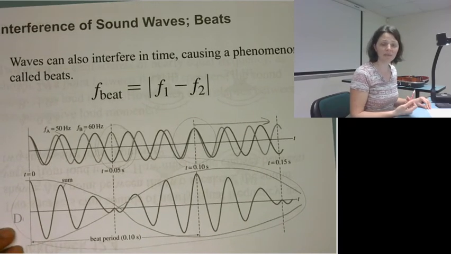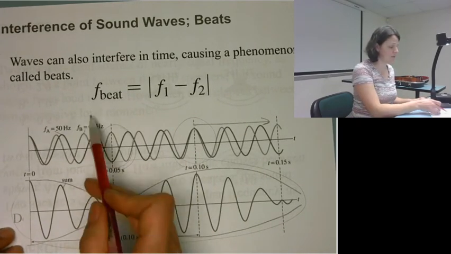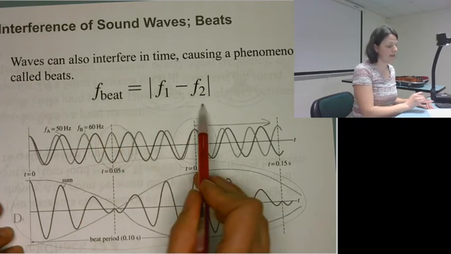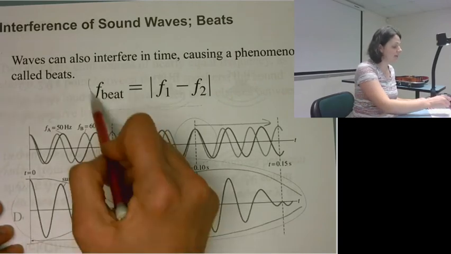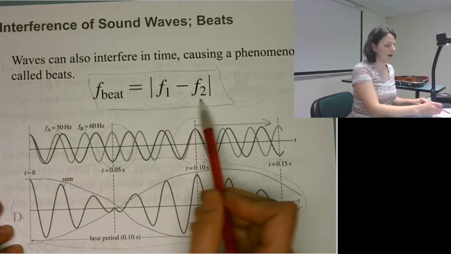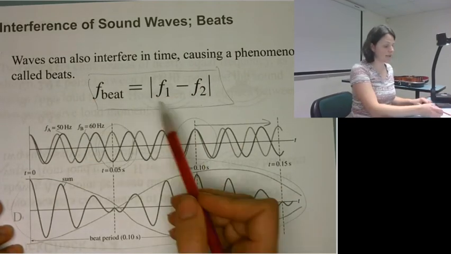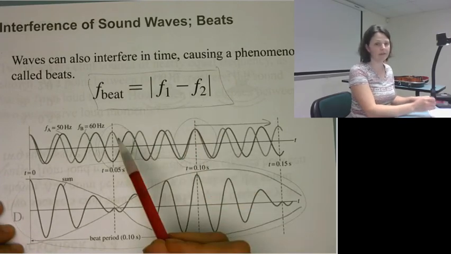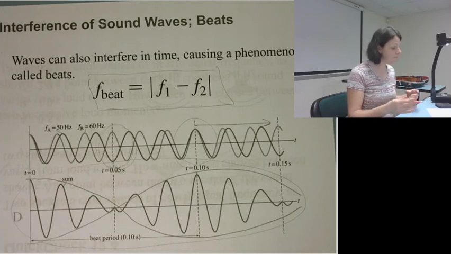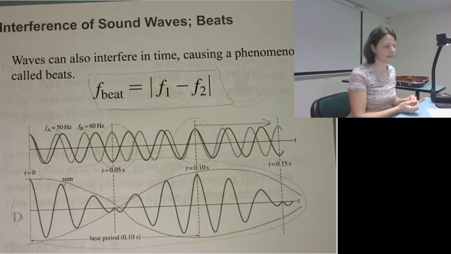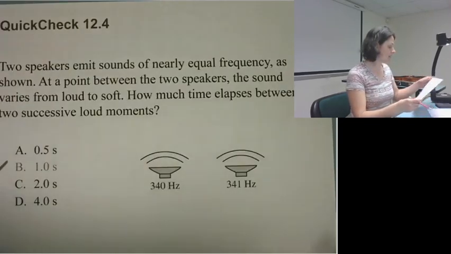So it sounds really complicated, but actually the problems with these are super easy. The beat frequency is the absolute value of the difference between the two frequencies. You cannot tell from this formula which frequency is larger, right? There's an absolute value here. You can't tell if F1 is bigger than F2 or F2 is bigger than F1, but you can tell what the difference is between the two frequencies. All right.